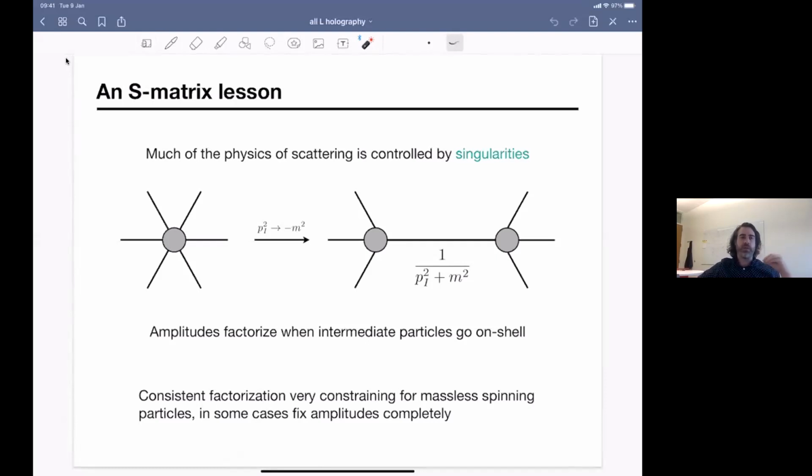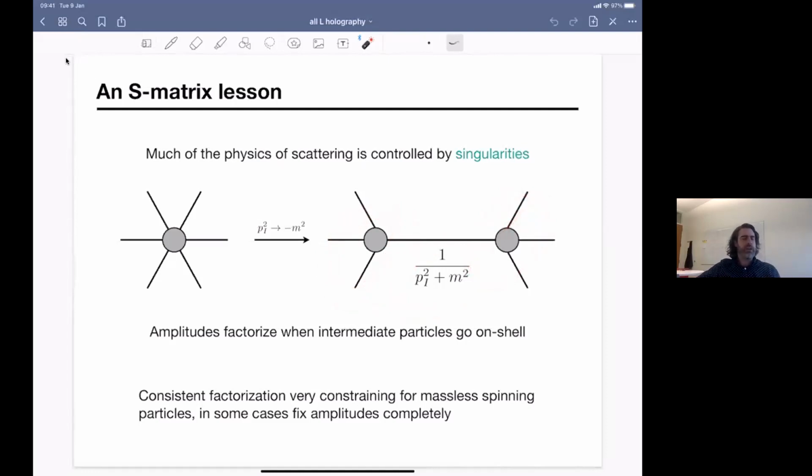So for example, we know that tree level scattering amplitudes, the S matrix, factorize when intermediate particles go on shell. So if I have some scattering process and some of the momenta add up to the mass of a particle in the spectrum, the amplitude splits into lower point functions connected by a propagator. Physically, I'm producing a particle on shell, it's propagating a long distance in space-time, and so the processes are effectively factorizing. And further, we know that the residue of this pole where a particle goes on shell has to be positive by unitarity, and we know that the residue is also given by these lower point amplitudes.